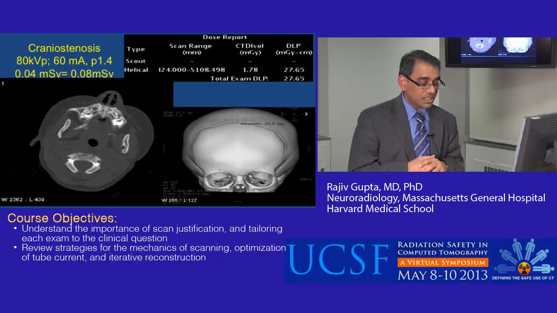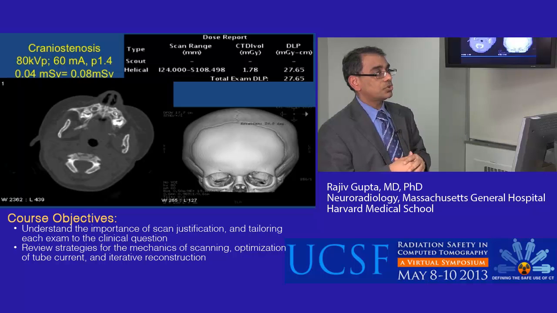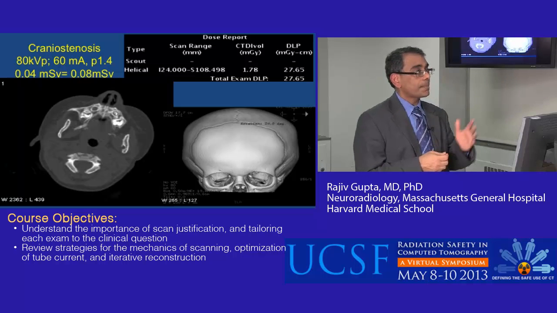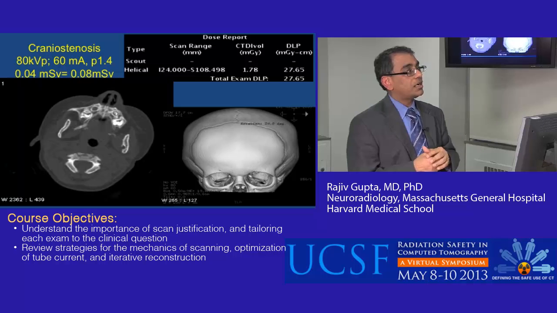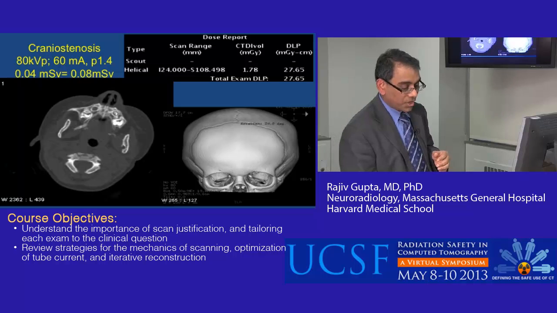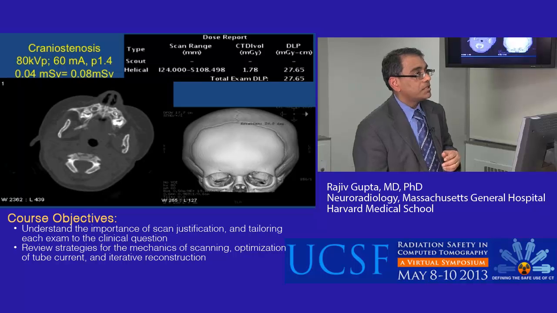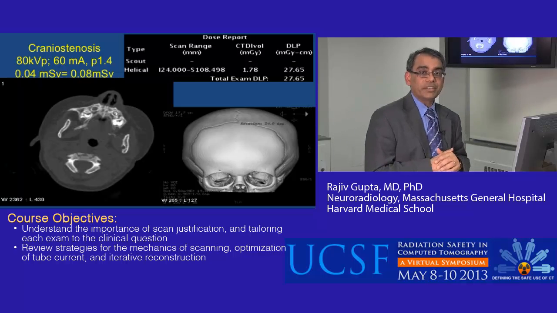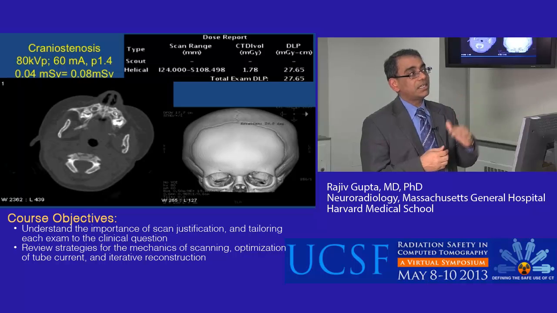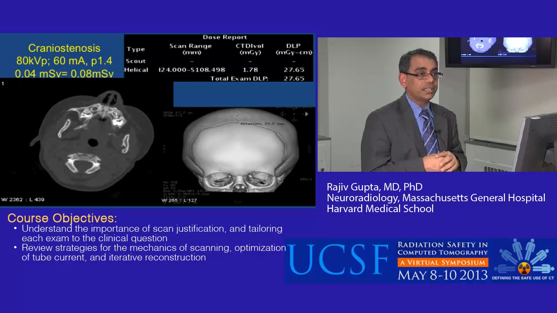So, for example, here is a CT scan that was performed for craniosynostosis. It was done at 80 kVp, 60 mA, and overall exposure here is of the order of 0.04 to 0.08 millisieverts. If you look at the CTDI volume, which is given under the CTDI vol, it's less than 2 milligray, which is very good given that the ACR guideline for head CT is 75 to 80 milligray.